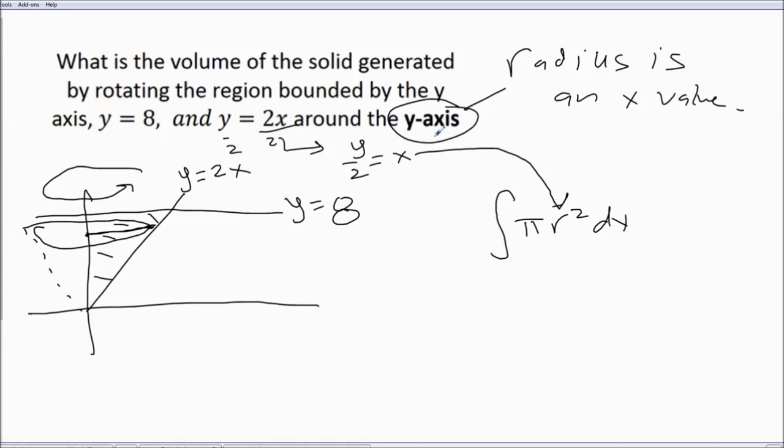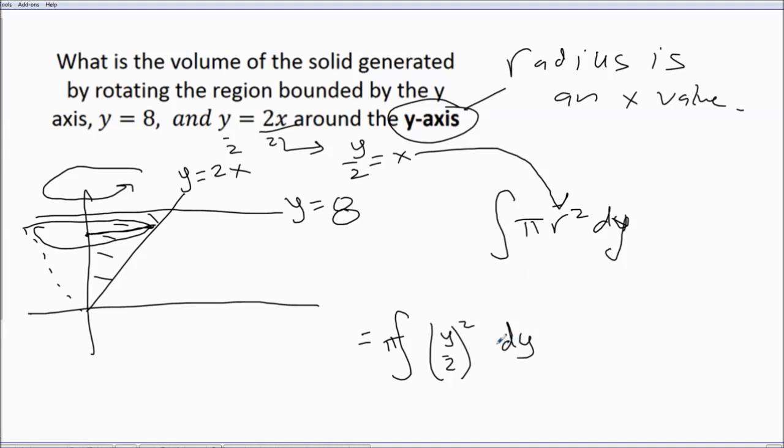But when we're going around the y-axis and our perpendicular cross sections are perpendicular to the y-axis, this actually needs to say dy. So I'll get it right this time. I'm going to bring my pi out. I'm going to have a dy down here. I know that I'm going around the y-axis, so I'm using this right here. It needs to be equal to x, so y over 2 quantity squared. And I need my bounds.